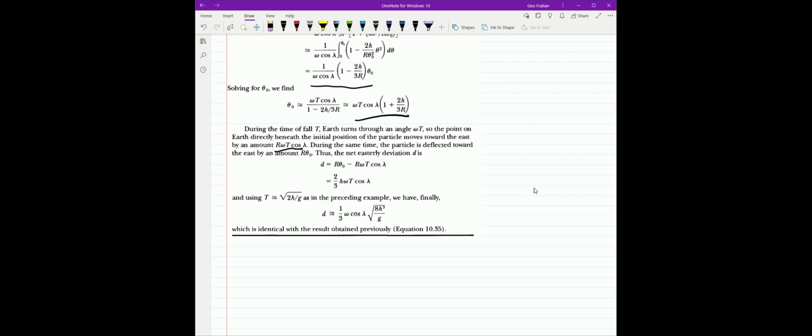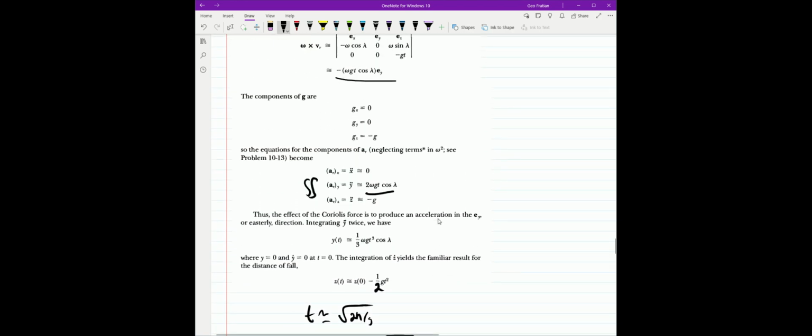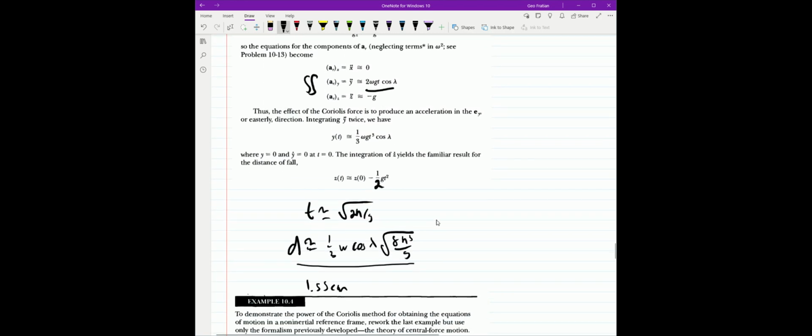So that tells us that the net easterly deviation is this R theta naught minus how much the Earth has moved, which is 2/3 h omega t cosine lambda. And again, using basic kinematics, t equals the square root of 2h over g. We finally get d equals 1/3 omega cosine lambda square root of 8h cubed over g, which is the exact same result we got in the previous problem, just much faster, right?